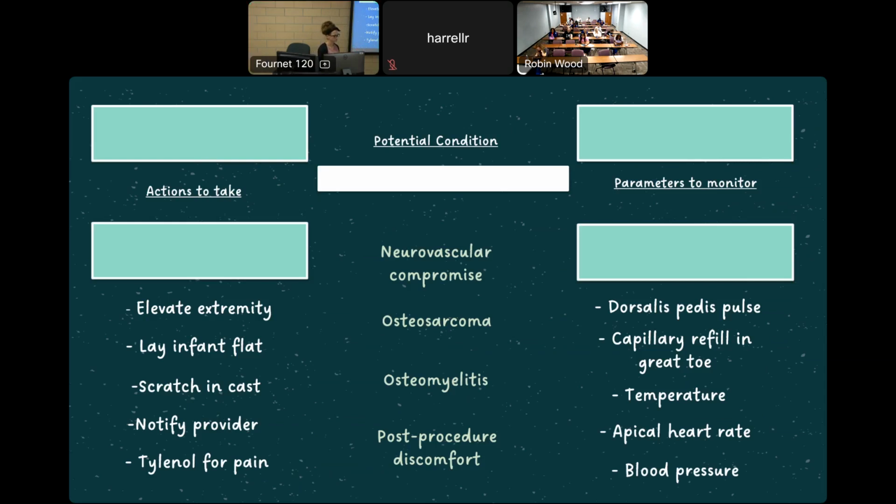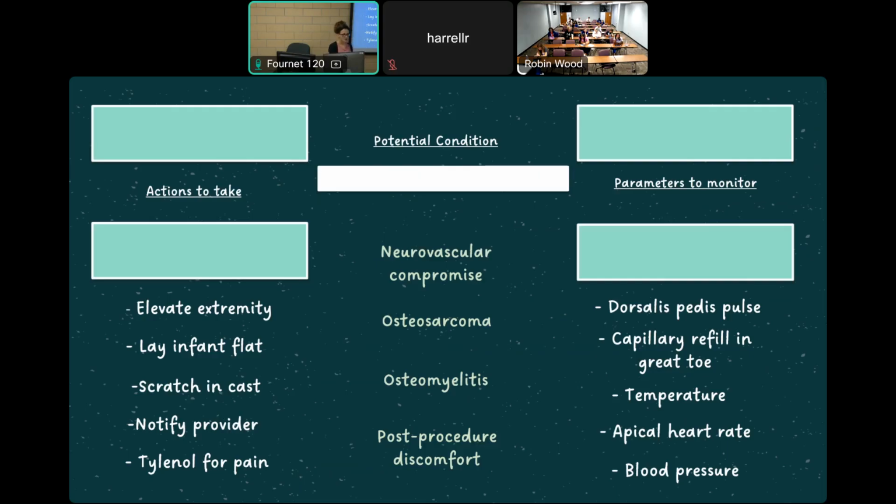Notify provider for sure, I'd say. I would say elevate the extremity. So, if we elevate, what does elevation do to circulation? The only thing that would make me worry with that is if it's too tight, like we said. We're already worried about neurovascular compromise. So if we elevate, that's going to further impede circulation. If we're in a neurovascular compromised situation, we want to keep it in a neutral position, so flat.